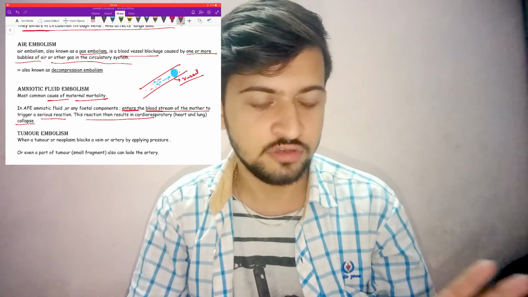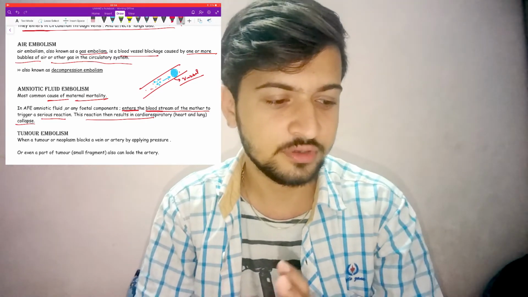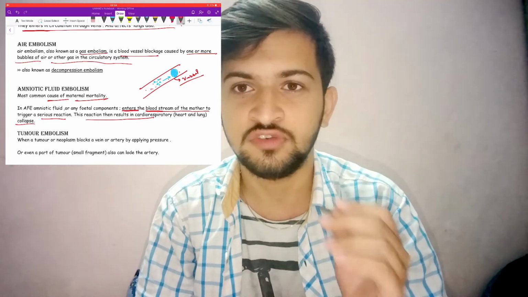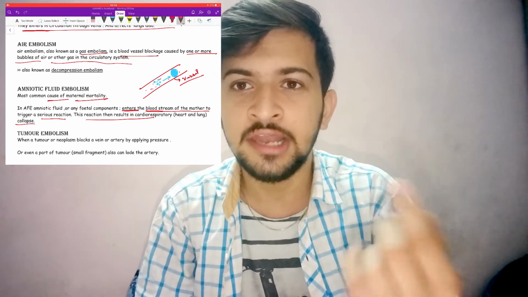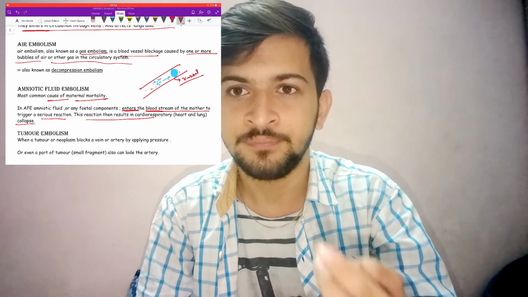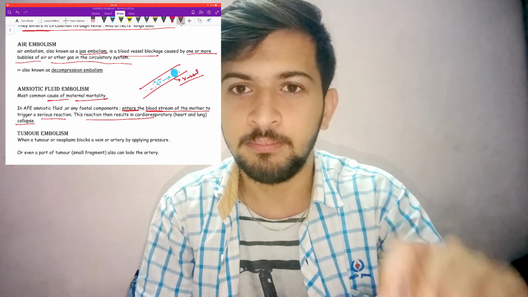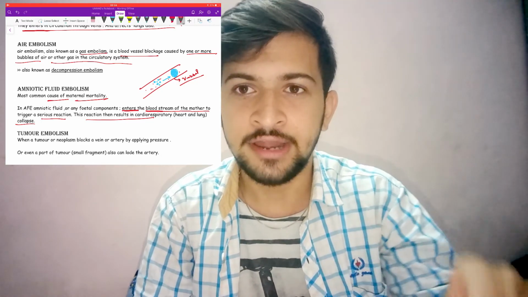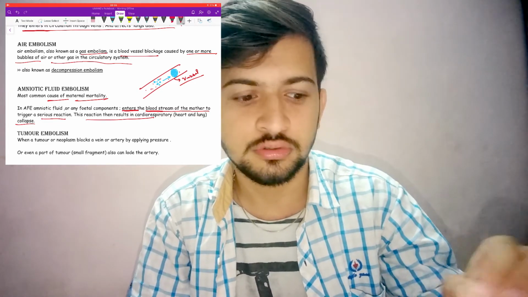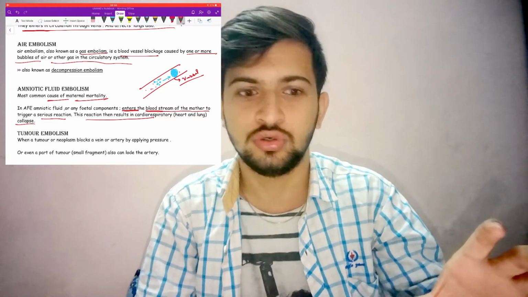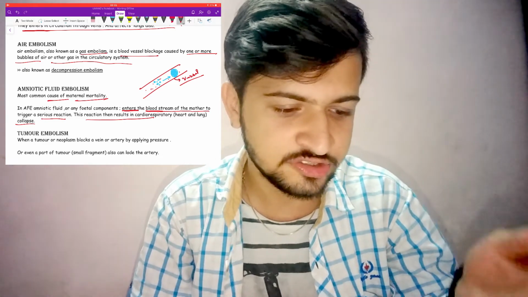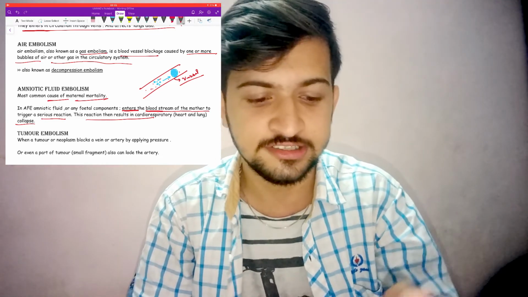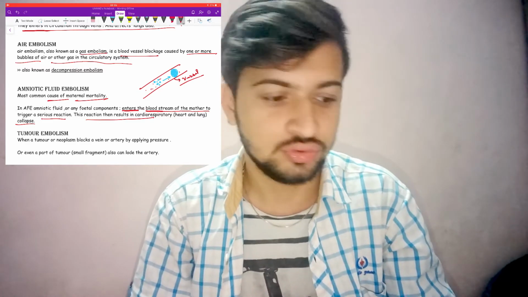Now learn from the start, that is amniotic fluid embolism. The first point is that it is the most common cause of maternal mortality, and the second is that any fetal components that enter the mother's bloodstream can cause embolism. So this is a very severe disorder. It can trigger a serious reaction, and this can lead to cardiorespiratory collapse also.